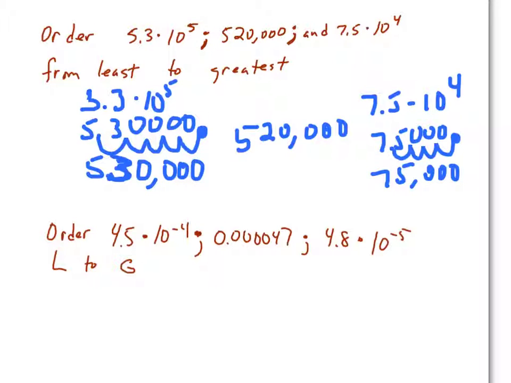So that one becomes the smallest number, so we'll list these as 7.5 times 10 to the 4th. Then we're going to have 520,000. We'll put these in their original form. And then the last one is 5.3. The biggest one is 5.3.